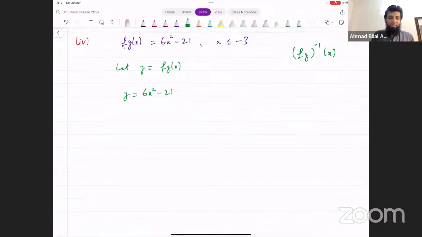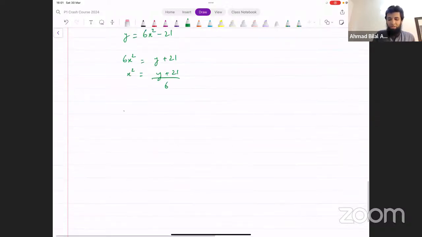So you don't really have to complete the square because you can just make x the subject directly. It will become 6x squared equals y plus 21. x squared equals (y plus 21) over 6. Take the square root on both sides, but remember, whenever you take a square root, we have to put plus or minus. So it becomes x equals plus or minus the square root of (y plus 21) divided by 6.